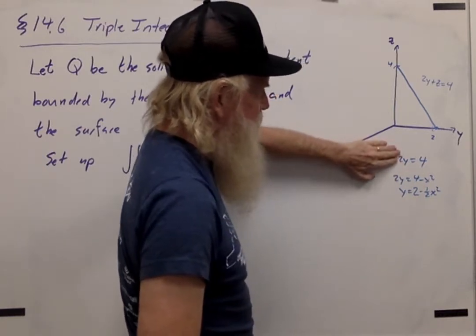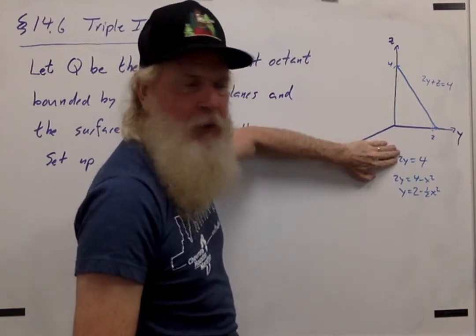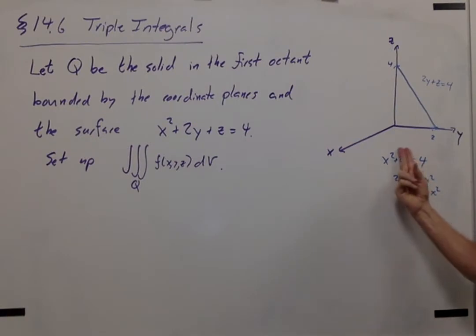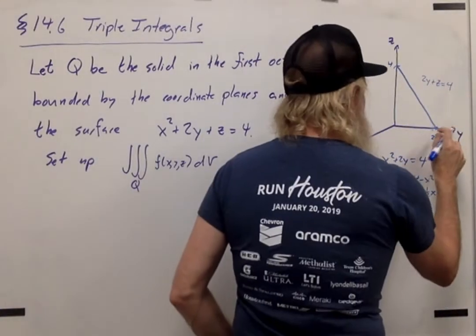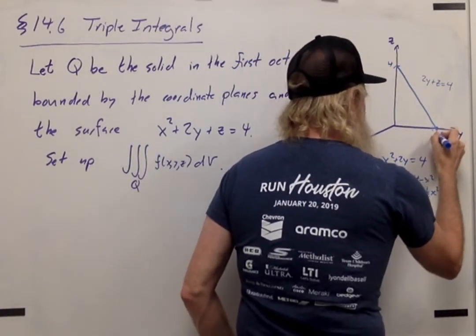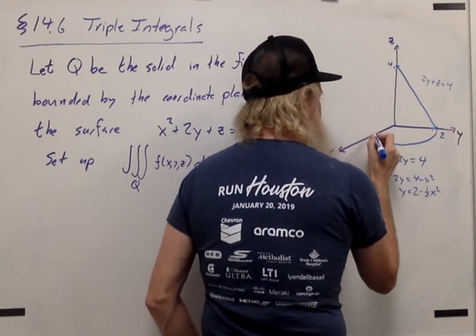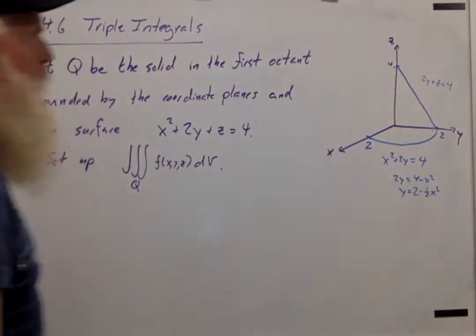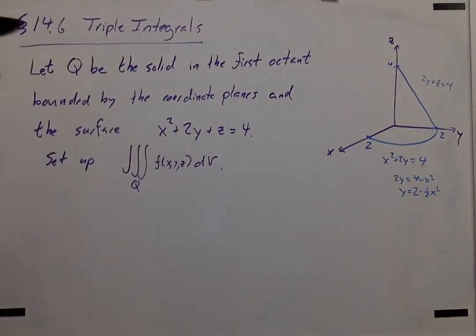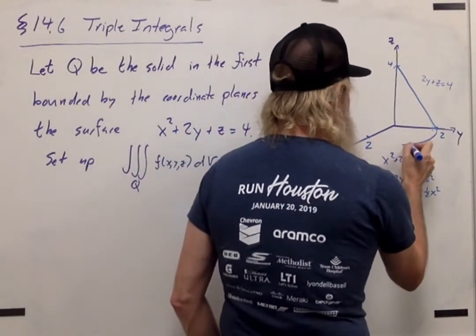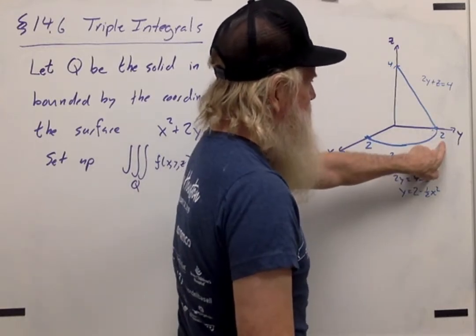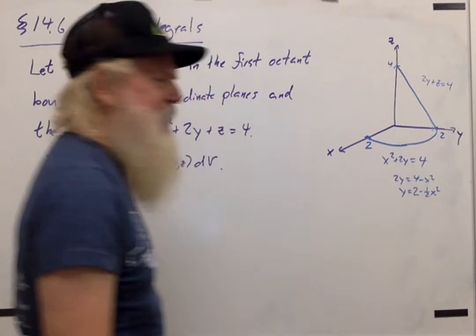If I set x equal to 0, I get 2y equals 4, so that means that y equals 2. And the parabola has two x-intercepts, setting y equal to 0. I get an intercept of 2 and also one of negative 2. But we only care about the positive one over here, because once again, we're only working in the first octant, where x, y, and z are all positive. So this is meant to be half of a parabola. It intersects at y equals 2, which is the vertex of the parabola, and it also intersects at x equals 2.